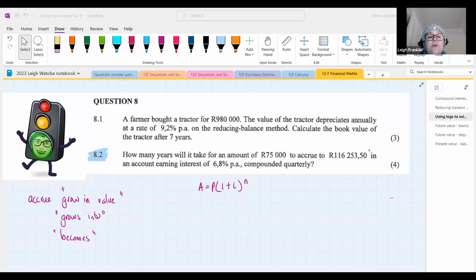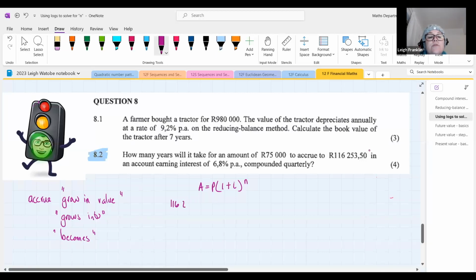That's great. Your 116,253.50 would be your A. Your P would be your 75,000. And here you'd have 1 plus 0.068 compounded quarterly, divided by 4, to the power of 4n.